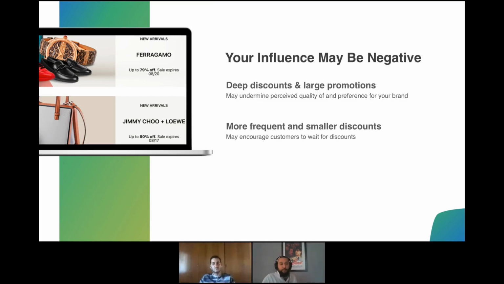But like we said, blanket strategies or wide discounts can also be harmful to your business, because they may undermine the perceived quality and the brand preferences of your brand as well. Like if you always give 80% discounts, 90% discounts, people might start thinking that your product doesn't give that much value to the customers.